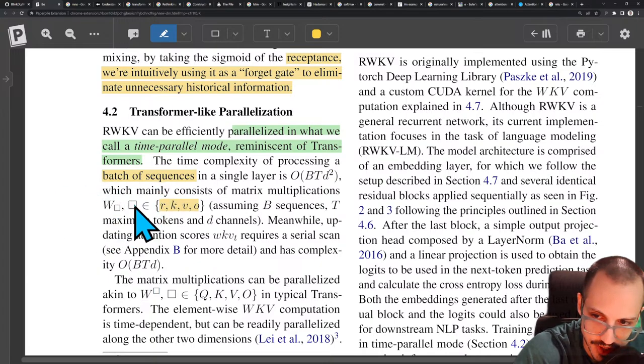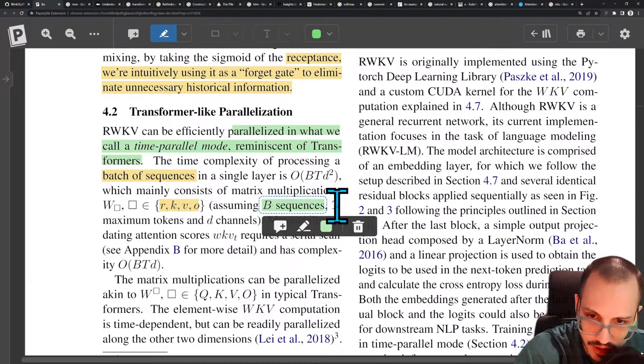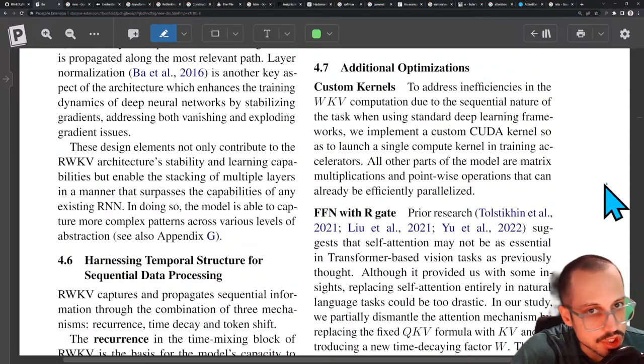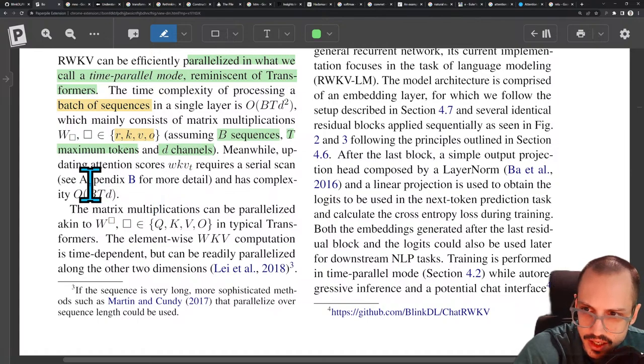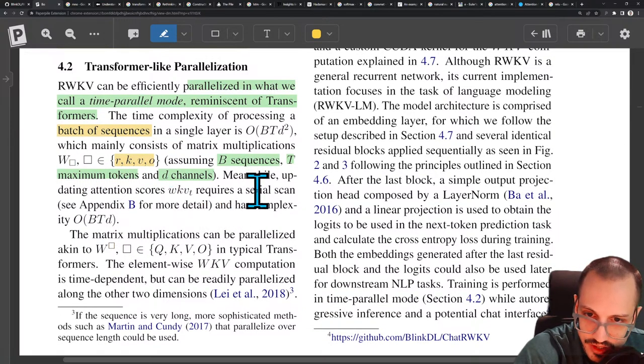The square is just supposed to say square in the set of these things. So WR, WK, WV, WO. Assuming B sequences, T maximum tokens, and D channels. So we're getting a little bit more definitions here. Meanwhile, updating attention scores WKV requires a serial scan and has complexity OBTD. Wouldn't this be smaller? This is a lower complexity than this.